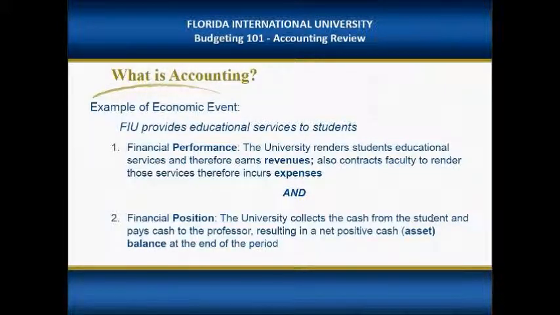Now, financial position, let's talk about that. The university collects the cash from the student and pays cash to the professor. So we have cash coming in from the student, cash going out to pay for the faculty, amongst other costs, of course. This results in a net positive cash balance. That is an asset because, again, it has future economic benefit. And we measure that at any given date, at the end of a period, at a specific date.